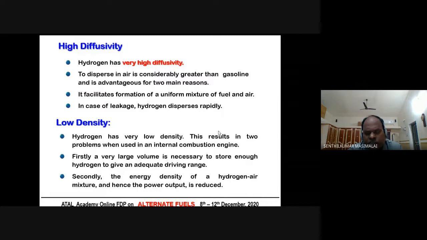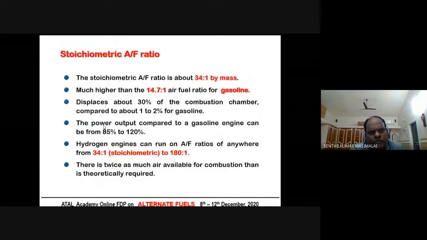We have additional systems. Whereas in the case of hydrogen, we need not have any sophisticated carburetor for mixing the air and fuel. It can easily mix with air. Because of the low density, it can easily mix with air. So this is another property.